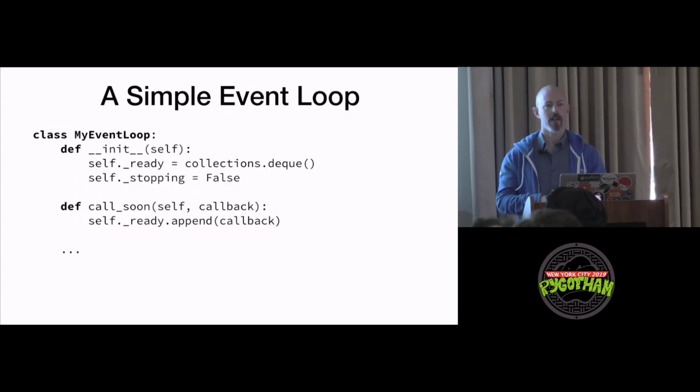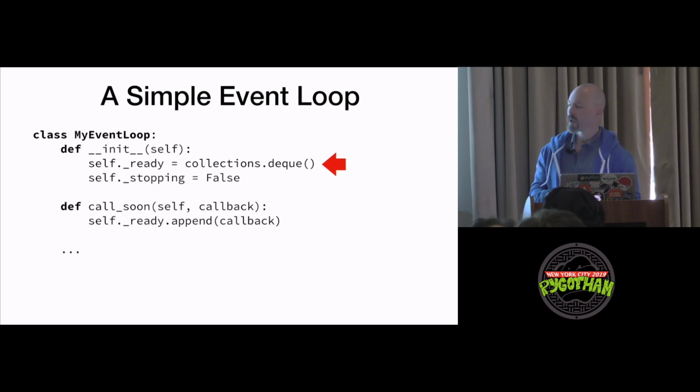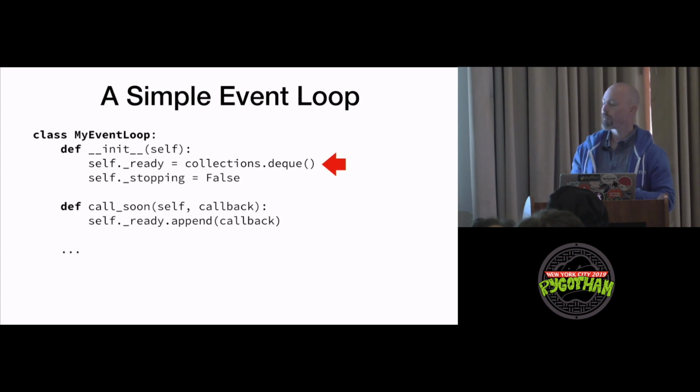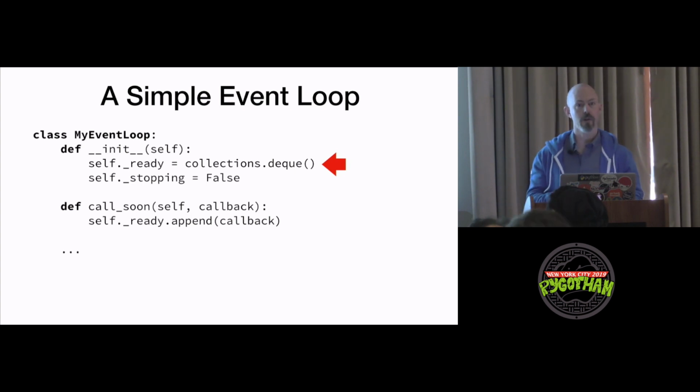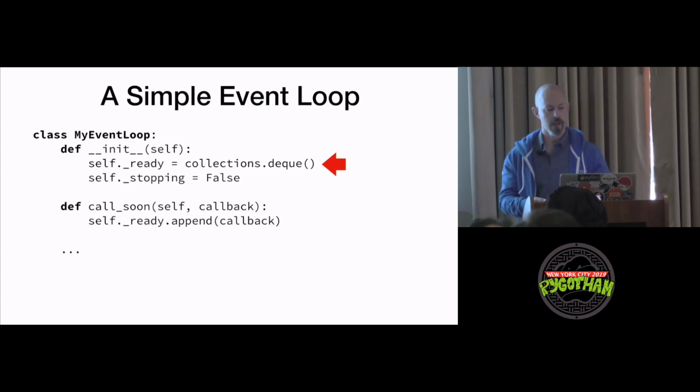So let's start with our event loop. You can't implement Async IO without an event loop. I'm going to build this class up over the next 3 slides, I think. So first, we're going to have our initializer. All this does is set 2 attributes. So we have ready. Ready is conceptually a list of callbacks, so a list of functions that we will want to call in our next run through the event loop.